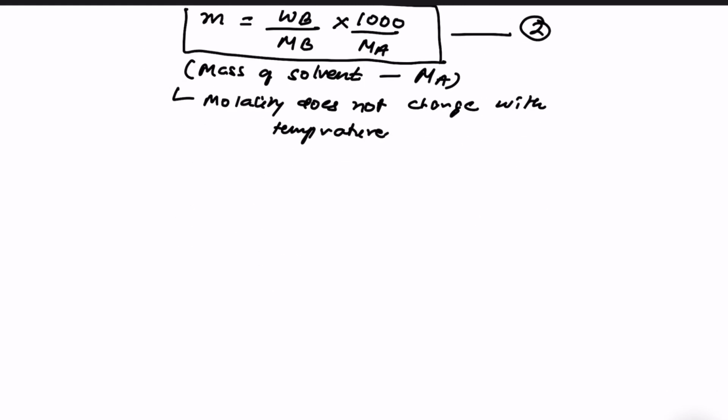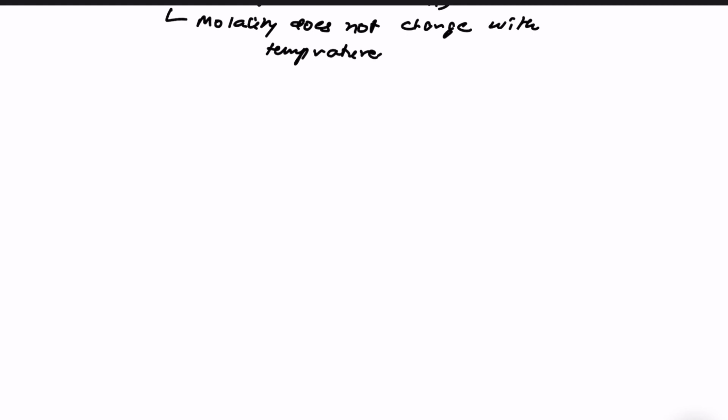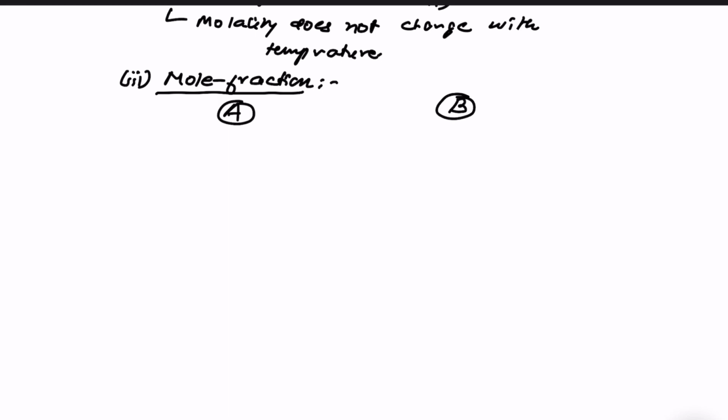Now the third expression to express the concentration is mole fraction. This is also commonly used in this lesson. Mole fraction means the ratio of the number of moles of a particular component to the total number of moles. Now, in case we are forming a binary solution, meaning a solution obtained by mixing two substances, suppose I am mixing two substances A and B to form a solution.